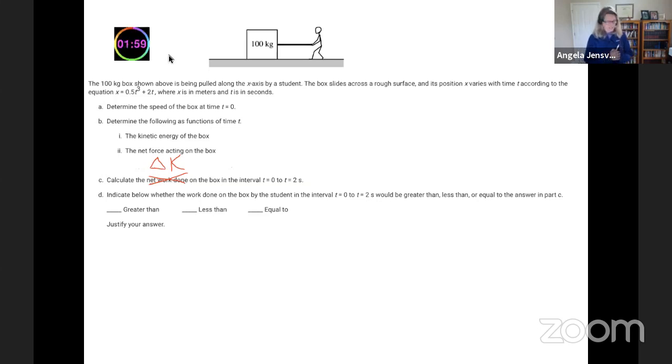Okay, how'd you guys do? I think the first 3 questions are pretty straightforward, but then C and D are where, you know, it requires a lot of thought. So let's start with A, determine the speed of the box. So we know velocity is the derivative of the position function, and speed is the magnitude of that. So it'd be 1.5 t squared plus 2, and they want the speed at 0 seconds. So plug in 0 and you get 2 meters per second.